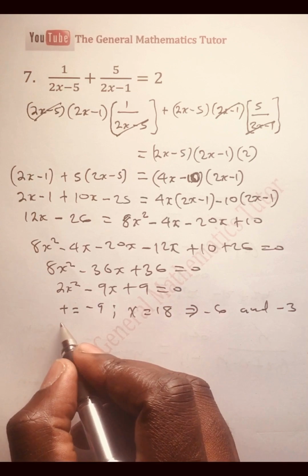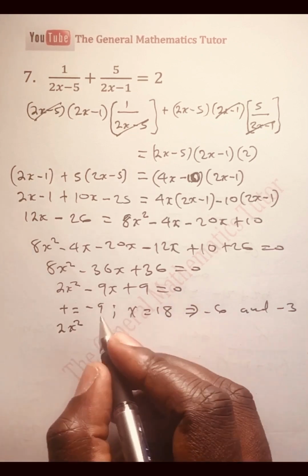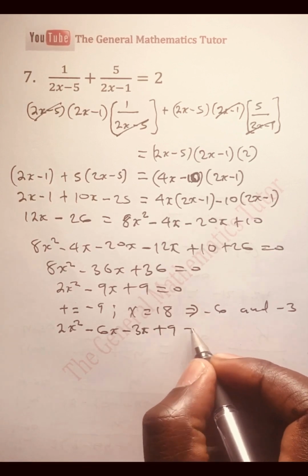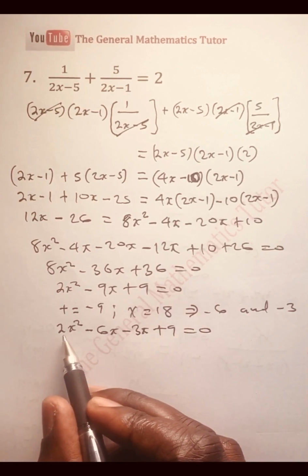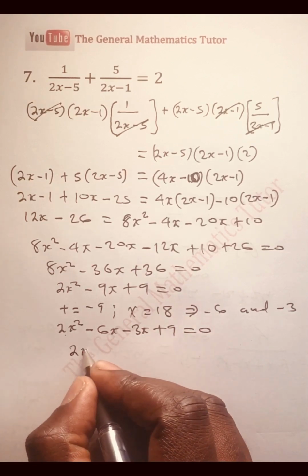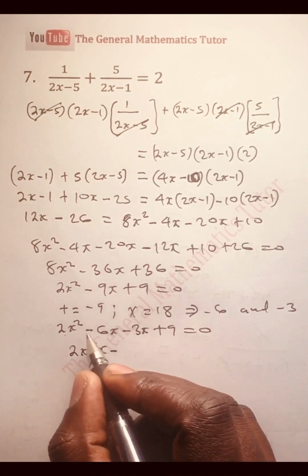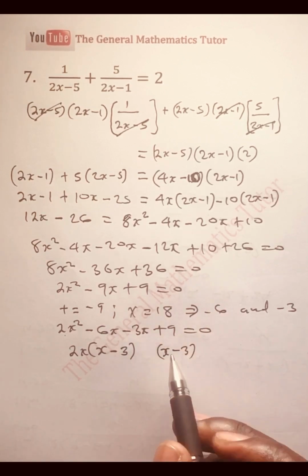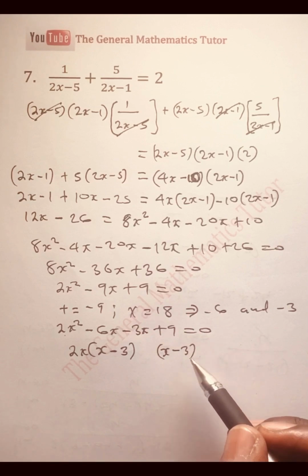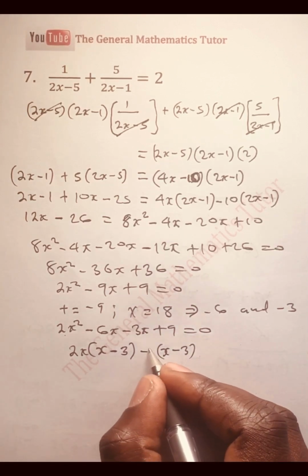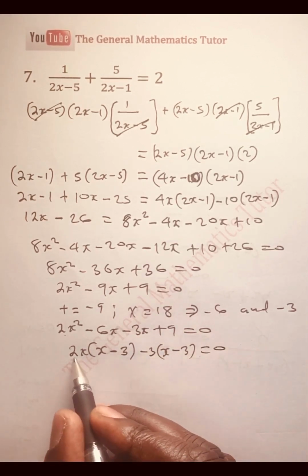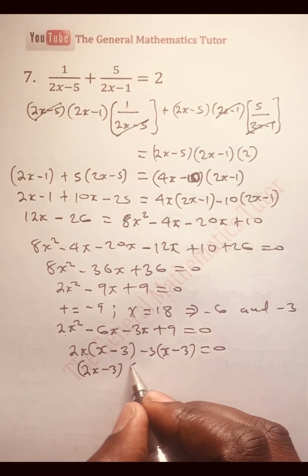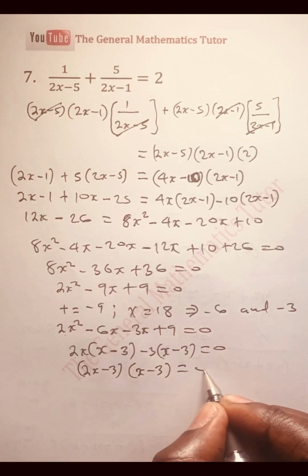So it means we have 2x squared minus 6x minus 3x plus 9 is equal to 0. So the common factor between this and this is 2x. So we have x minus 3. So we expect x minus 3 this side. So for you to have obtained positive 9, it means to multiply negative 3 by negative 3. That is equal to 0. So we have 2x minus 3 times x minus 3 is equal to 0.